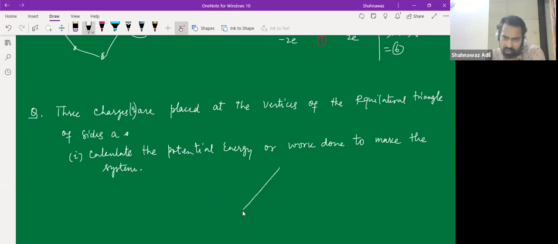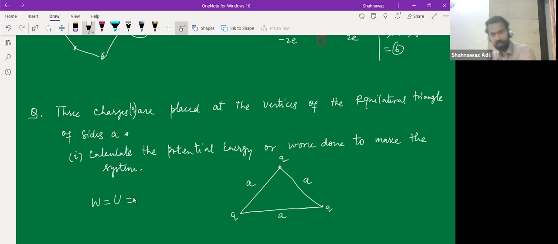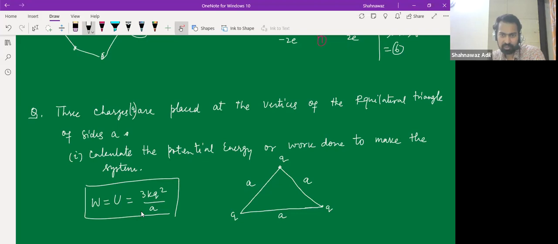So we have three charges. Very simple question. This is Q, this is Q, and this is Q, and this is a, this is a, this is a. What is the work done to make the system, which is the potential energy? How much would be the potential energy? Yes, 3kq square by a. So this would be the potential energy of this system, right? Is that clear, guys?